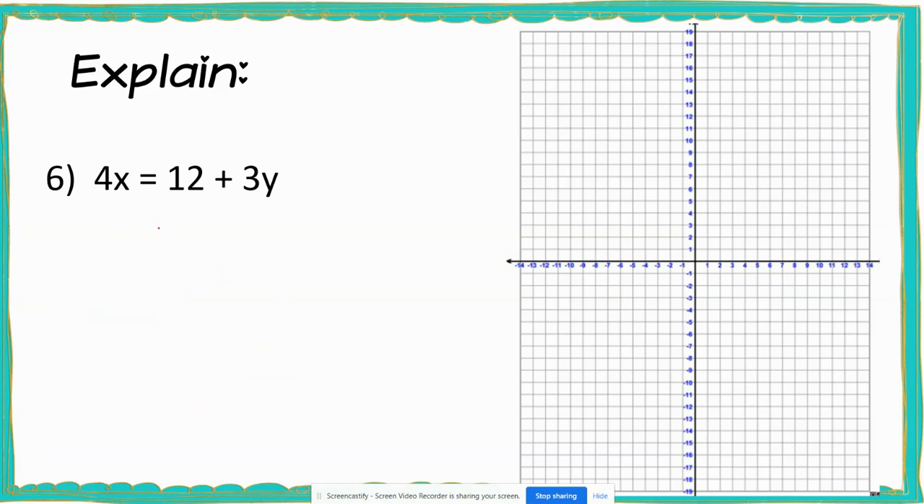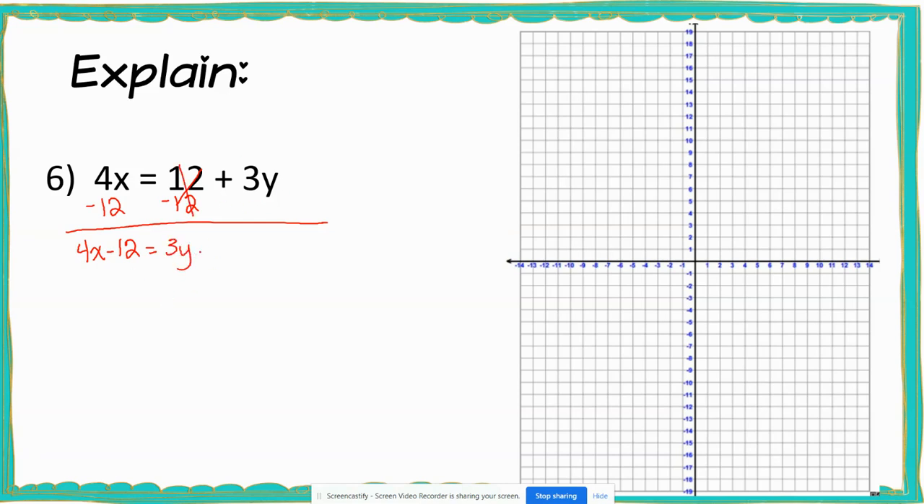Number 6 says 4x equals 12 plus 3y. Well, again, remember we want y to be by itself. So when we look over here, y is on the right side this time. So we need to get rid of actually the 12 instead of trying to work with our x. So since that's a positive 12, we're going to subtract 12 from both sides. 4x and 12 are not like terms, so we can just write this as 4x minus 12. 12 minus 12 cancels, and we're left with positive 3y.